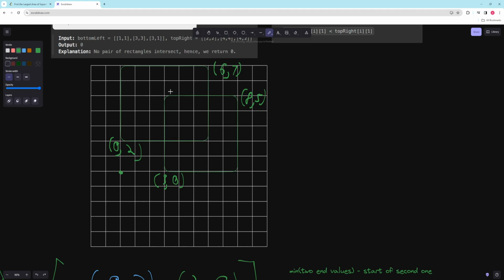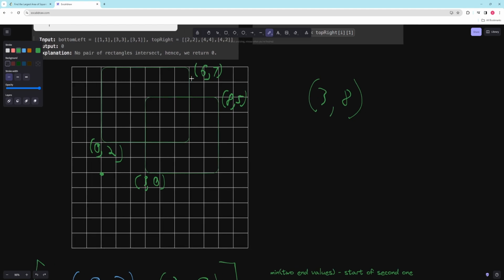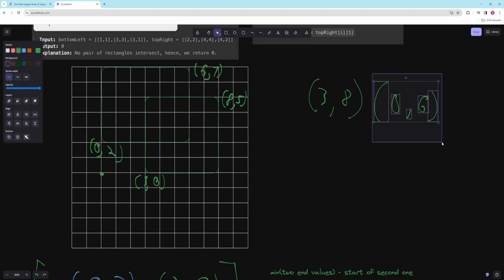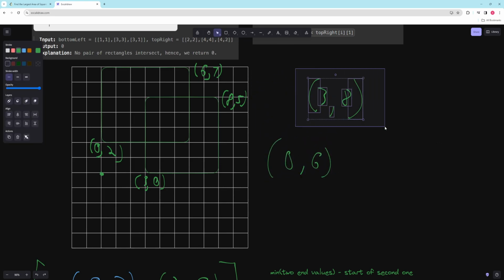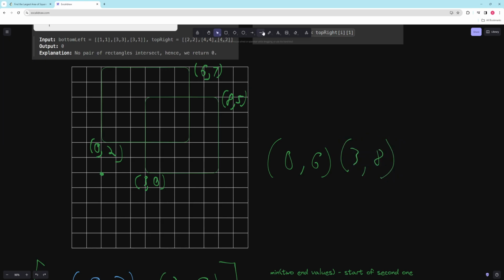So let's see if this works out. Let's say this one on the right is square 1, this one's square 2. So for square 1, the distance covered for the x is 3 to 8. Then for square 2, the distance covered for the x is 0 to 6. Now, remember, we are going to sort these x intervals to make it easier for ourselves. So now we will sort. So this now will go over here. So here are our intervals for our x.